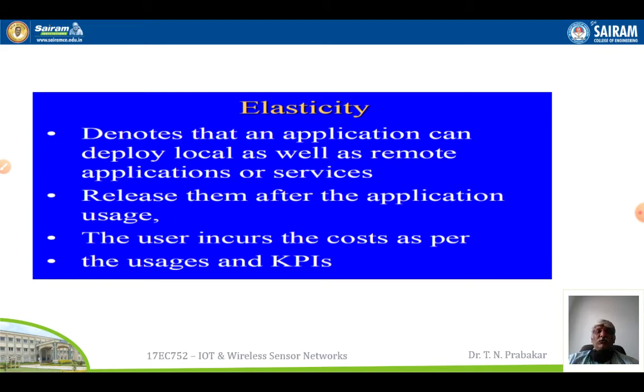And once I have used a system, we should be able to release it after the application usage. Supposing I am using a system, and once my usage is over, I should be able to release it for further users. And the user incurs the cost as per the usage and KPIs. Say for example, if I am using a net connection at a slower speed, I will be paying some minimum amount. If I need a faster internet, I need to pay the maximum amount. So based on the KPI and usage, I will be paying some amount for this.